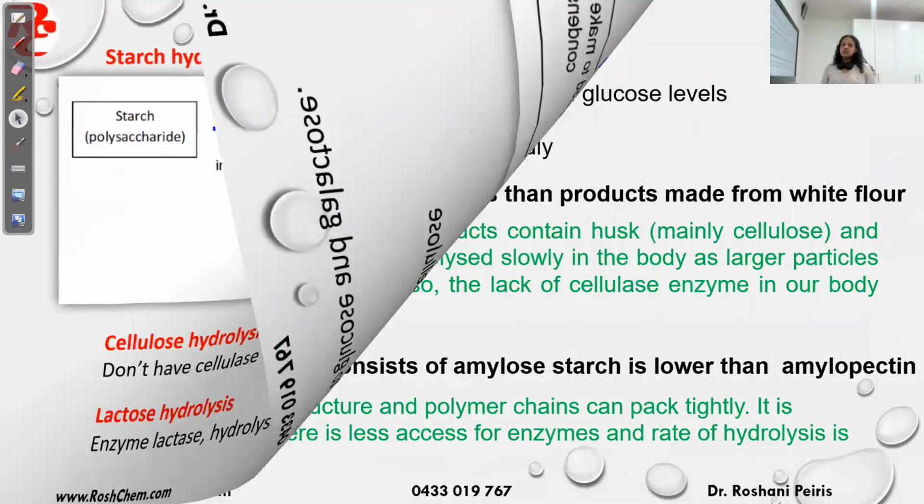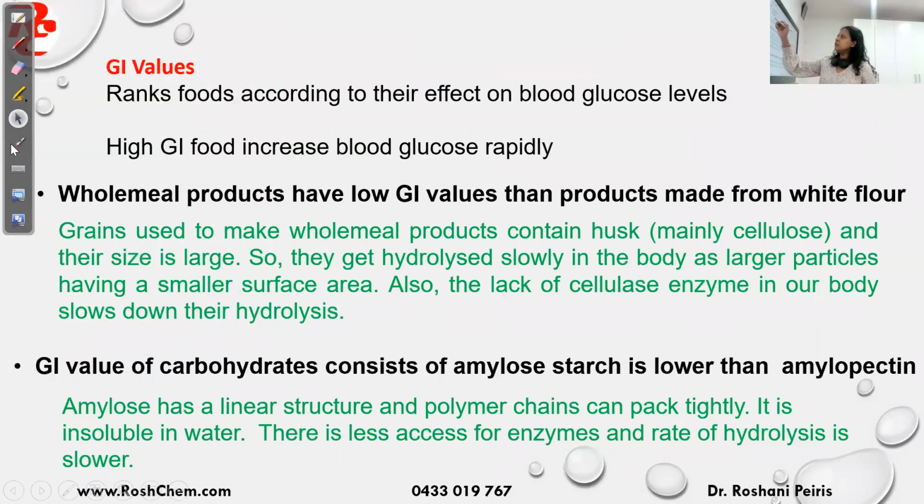Okay, so what is this GI value? So GI value ranks food according to the effect on blood sugar levels. So if the food is releasing glucose quickly, then we say this food is high GI, right? And if the food is releasing glucose slowly, then we say that food is low GI. Okay, so we say whole meal products have a lower GI value than products made from white flour.